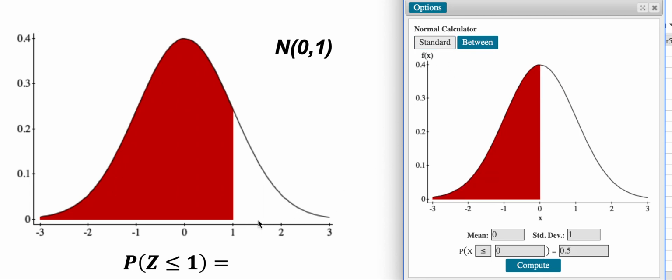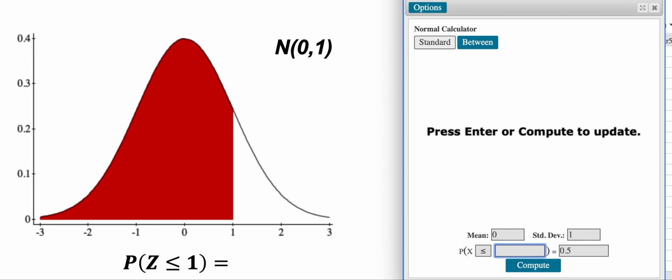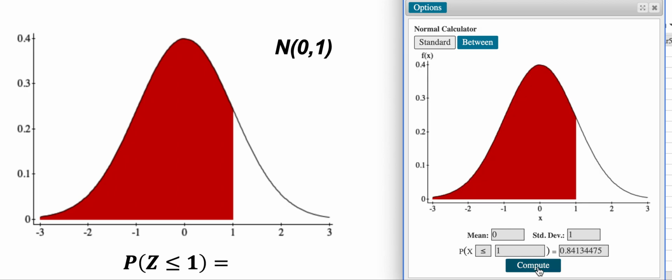So in this case, we're looking at the probability of being less than or equal to 1. So all I would simply do, the mean is 0, standard deviation is 1. I would just change this less than or equal to 0 to less than or equal to 1, and then press compute, and it would find that the area to the left of 1, the probability of being less than or equal to 1, is 0.8413.